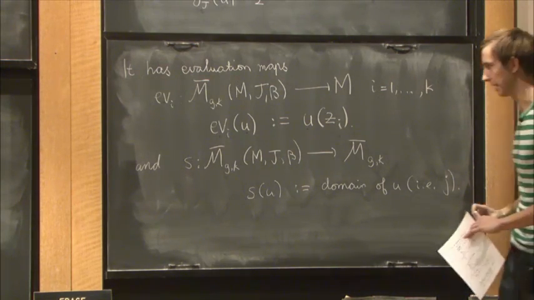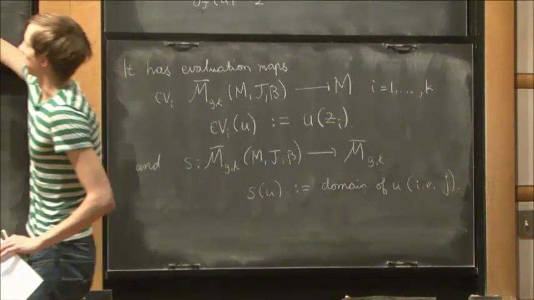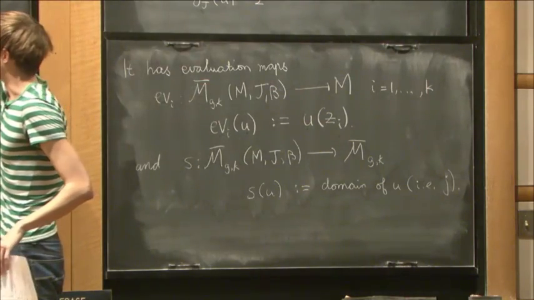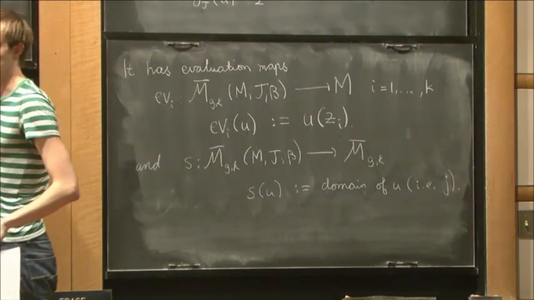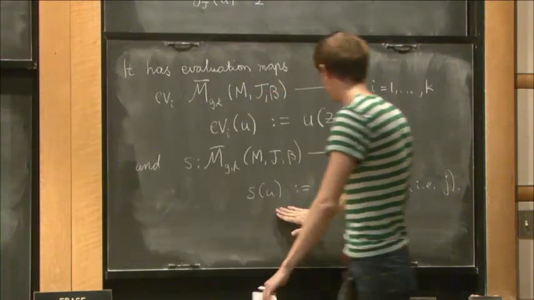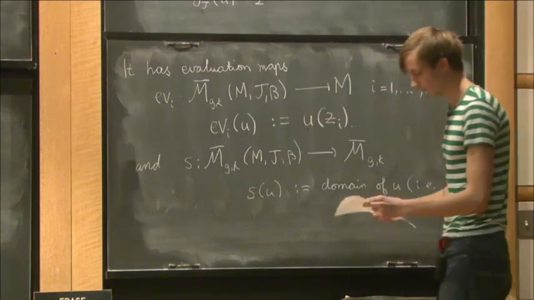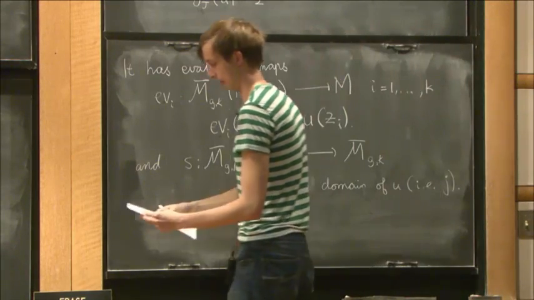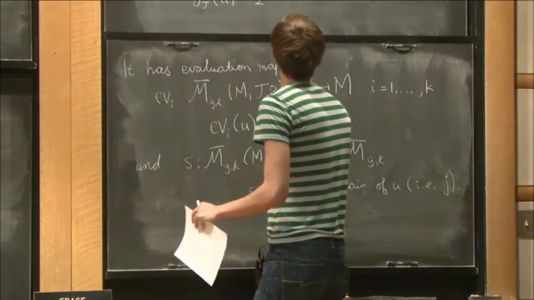Yes, so some of these might not be stable spheres, and if that's the case, you have to collapse them in this map here. Okay.